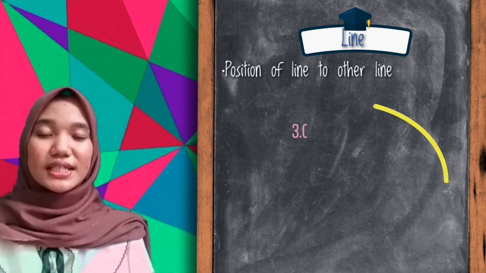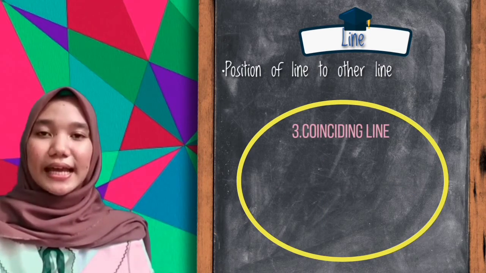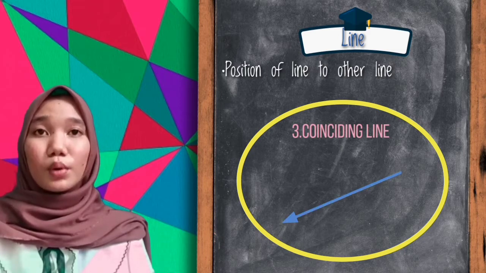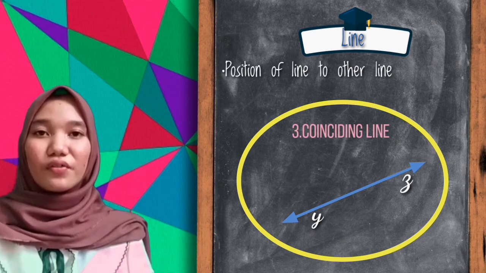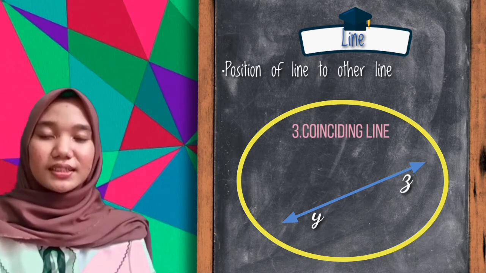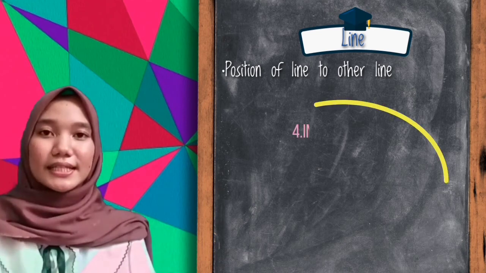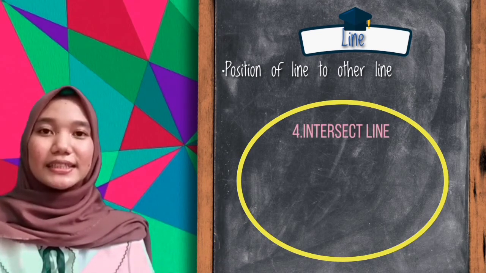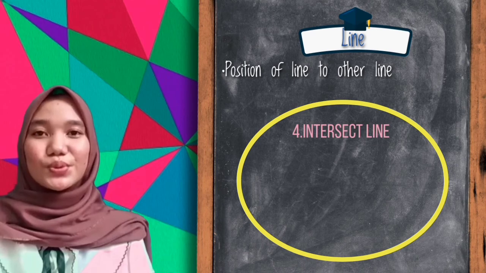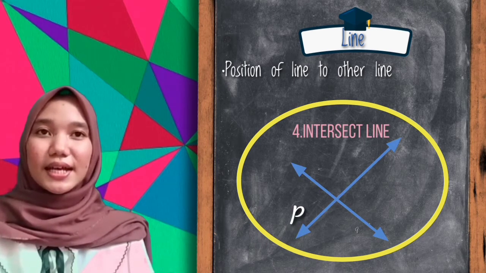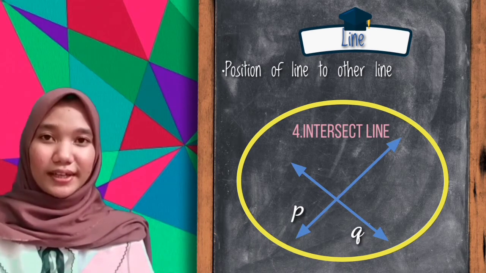The third, coinciding line. Coinciding lines are two or more lines that have at least 2 points of intersection. And last, the fourth, intersecting lines. Intersecting lines are 2 or more lines that meet at one point. That's also a position of line.